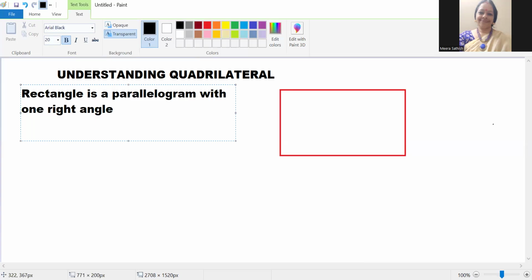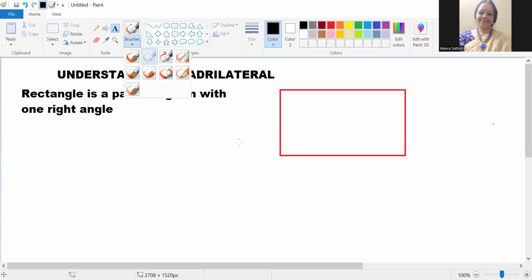Then you may think, why, what about the other three? They are also right angle. Yes, definitely they are also right angle. But we need not say that. We have to say only one right angle. That means if in a parallelogram, one angle becomes right angle, it will automatically become a rectangle. I'll explain how.